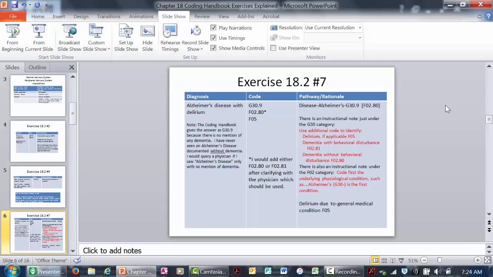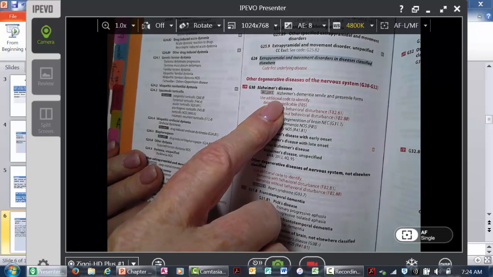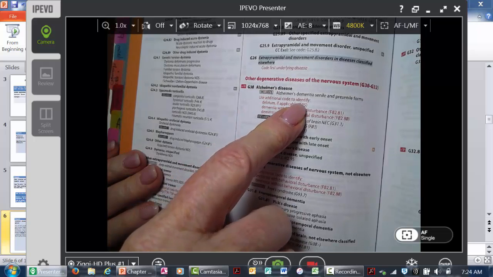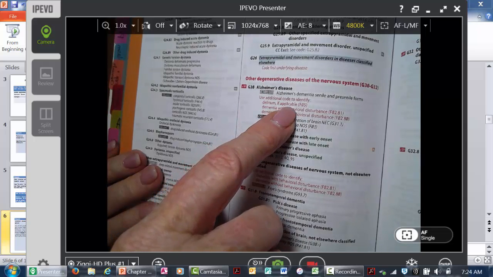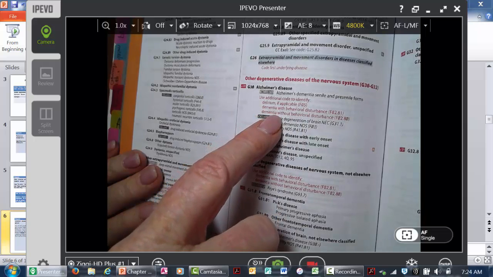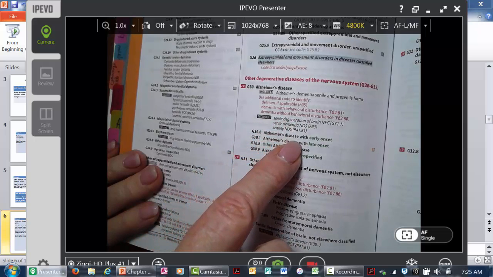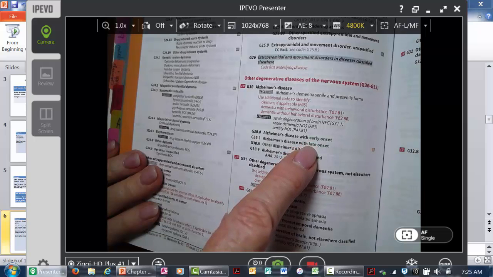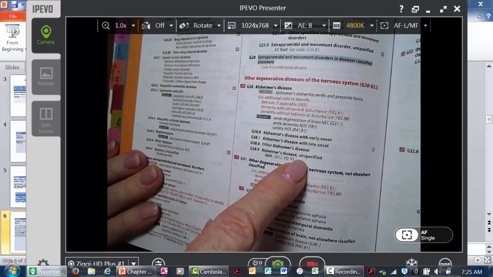tabular so we can talk about that for a minute. So you see here the Alzheimer's disease. This is what I'm talking about. Use additional code to identify delirium, which in this case it did give us the F05, and to identify these dementias with or without behavioral disturbance. It also has options for a fourth character for early onset, late onset, or other. Our documentation didn't give us the onset, so we would always use this unspecified code.